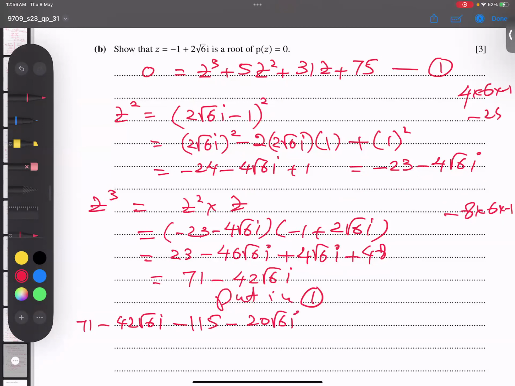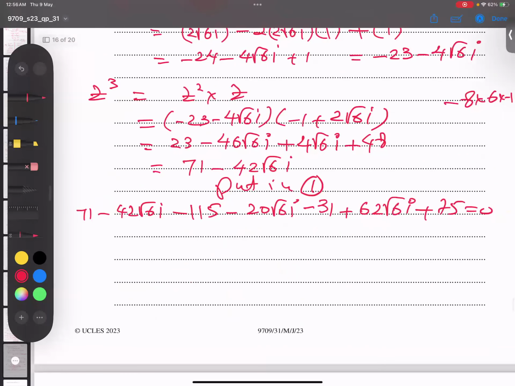Okay, this is 31 into that, both numbers. So I get a negative 31, and 31 with that, I get a plus 62 root of Z iota, and plus 75 is already present here, equal to 0. Let's see what the answer comes. One by one, negative 20, negative 42, negative 62 will cancel out with that. This one cancels, 62, okay, cancel.